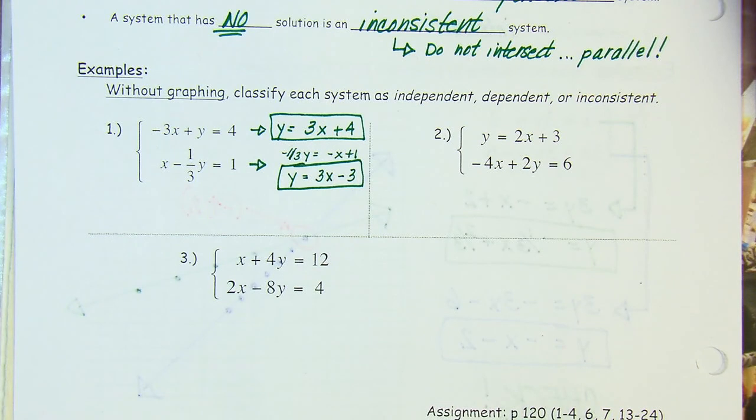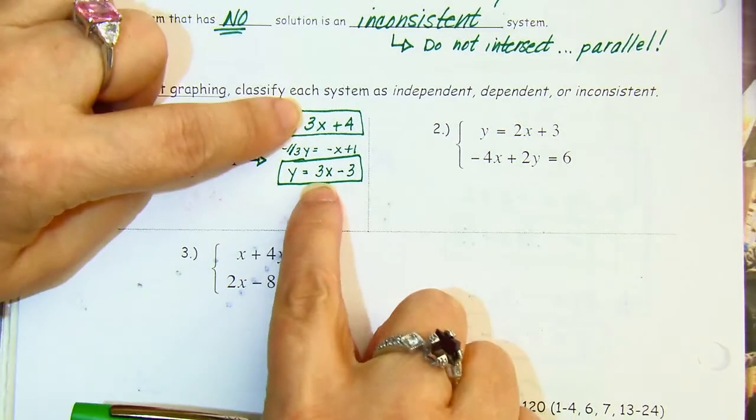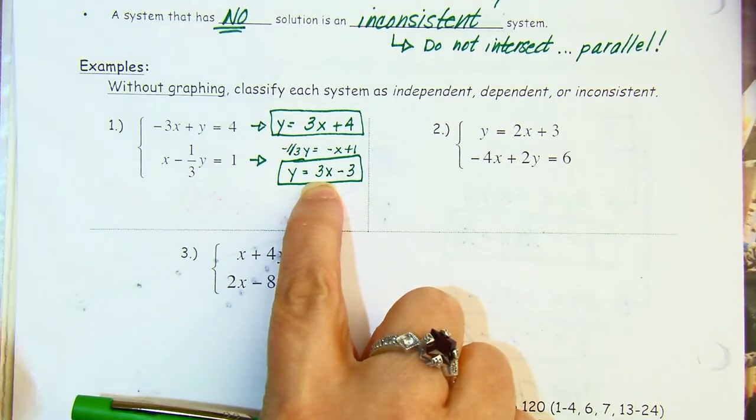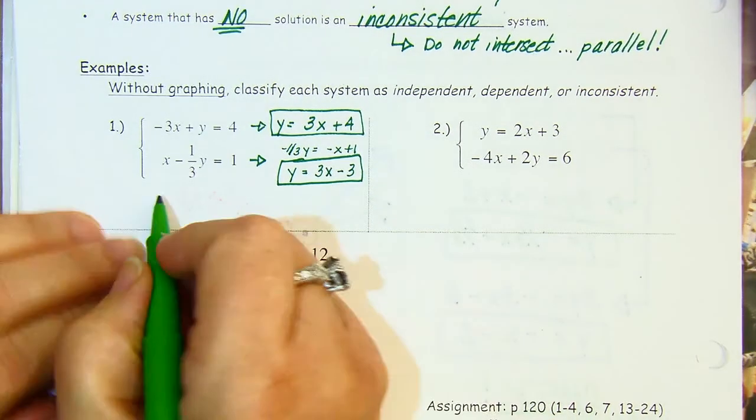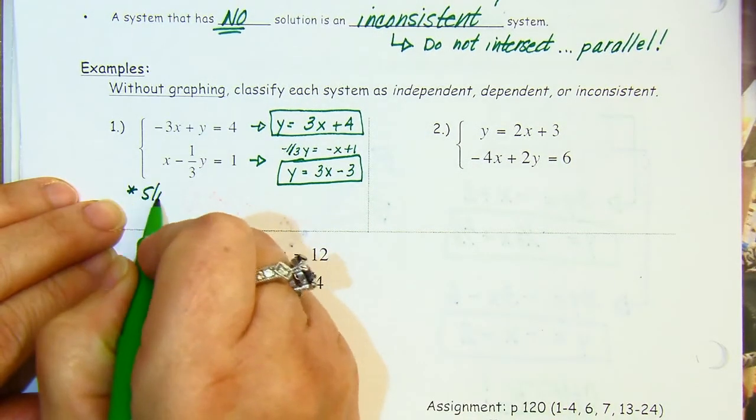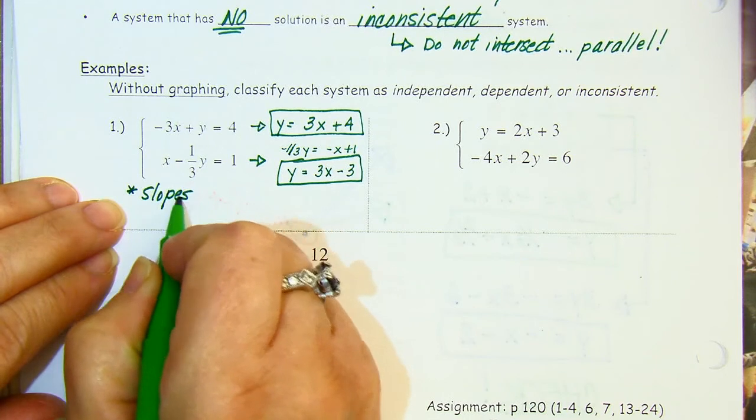Folks, compare the slopes. Let's look at the equations and compare them. The slopes are the same. What kind of lines have the same slope? Okay, so we'll write here that the slopes are the same.